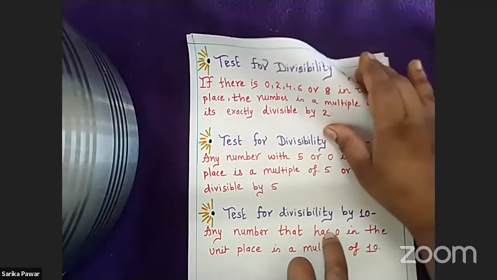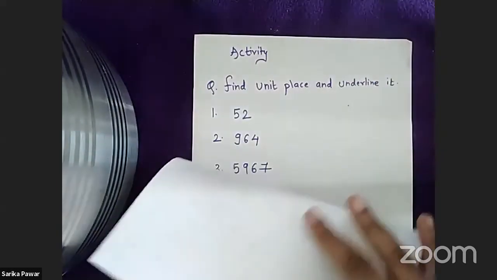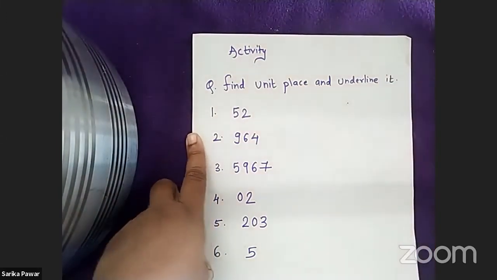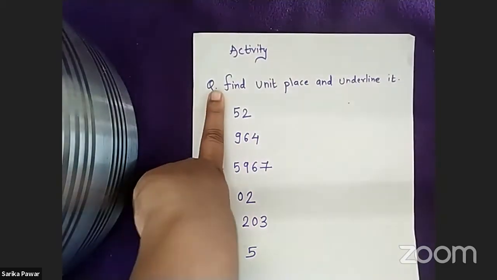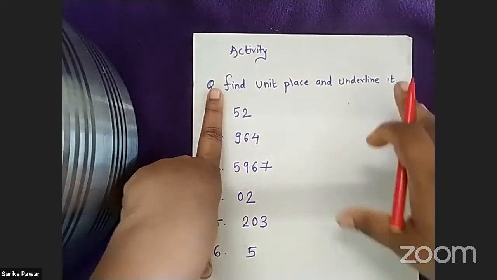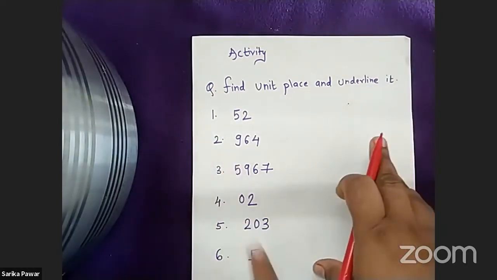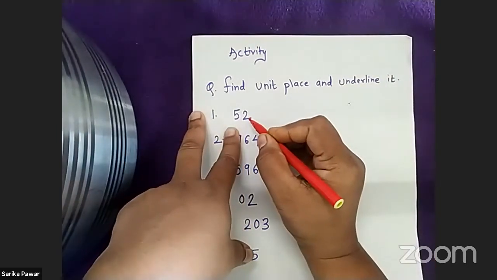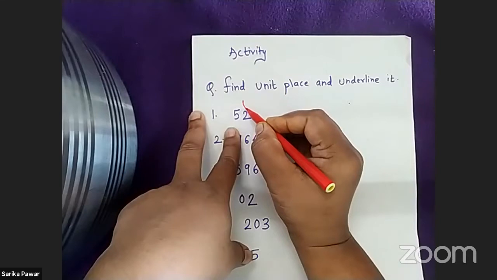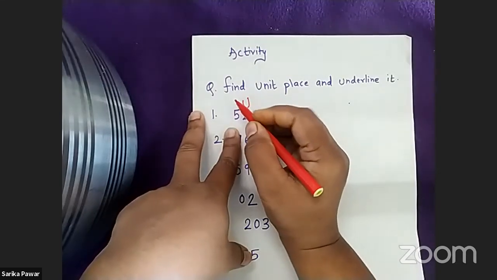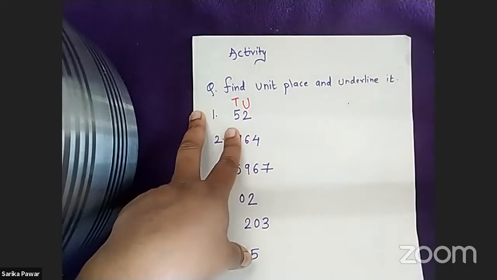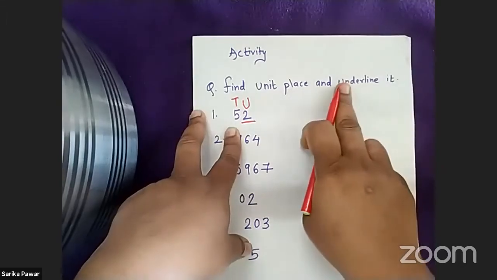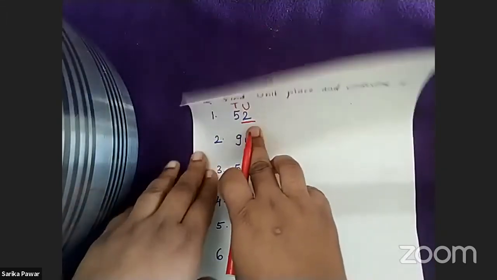So let us start one small activity for you. See here the activity. In that activity, we have to find the unit place and underline it. I just want to clear the concept, whether you are able to find out the unit place or not. Which place is it? 2 is the unit place and this is the tens place. Okay. So here which is the unit place? 2. So underline it. So I underline here number 2.